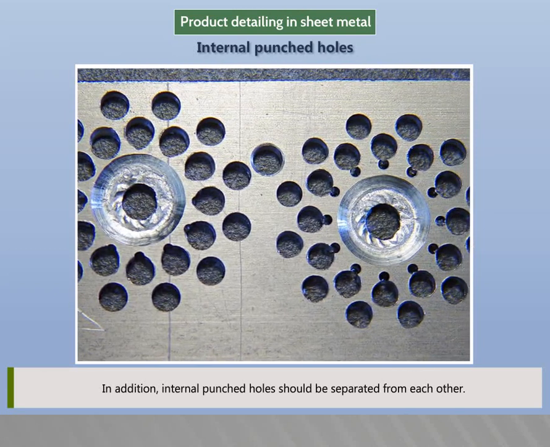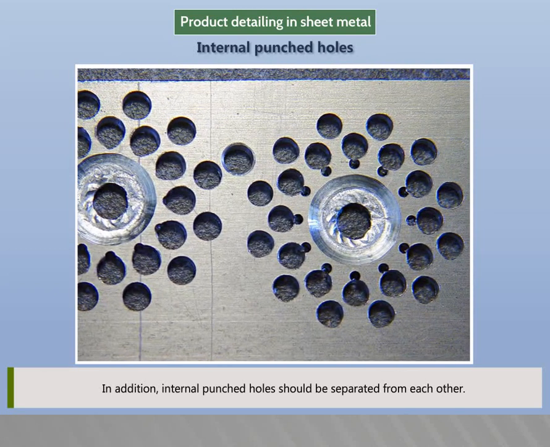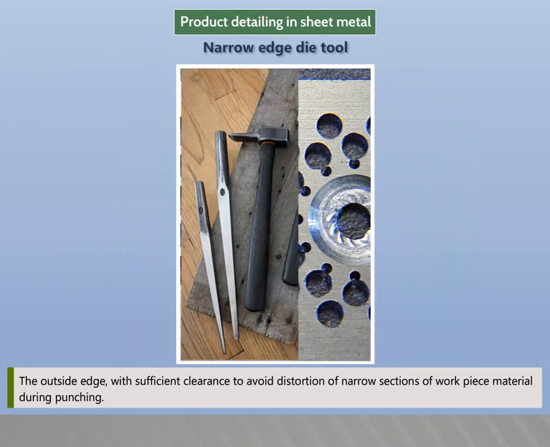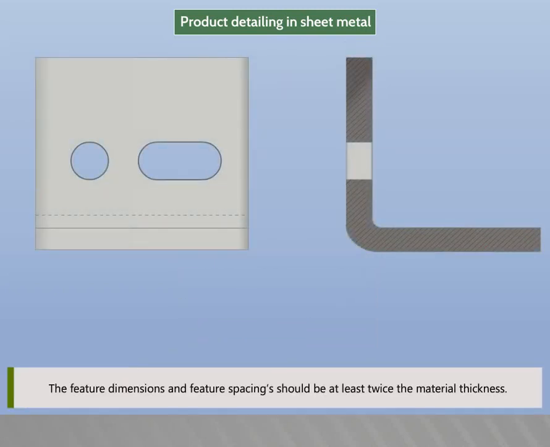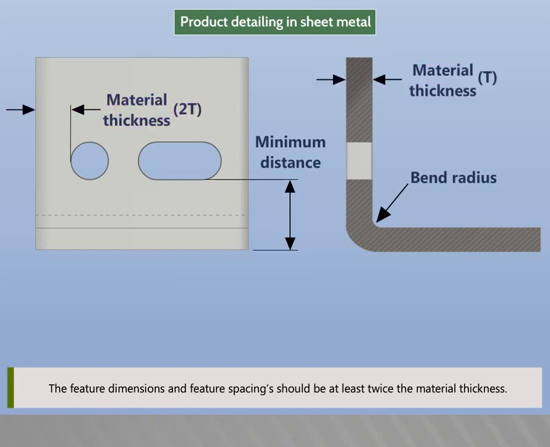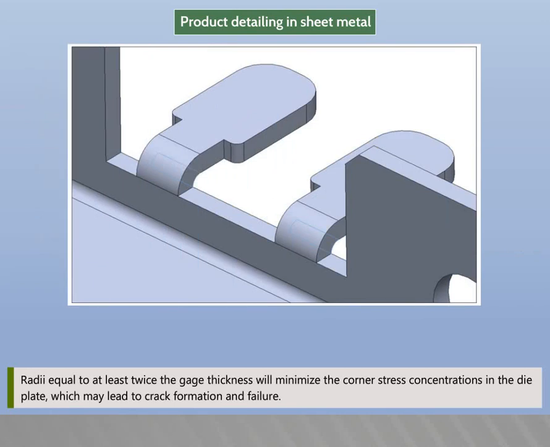In addition, internal punched holes should be separated from each other and from the outside edge with sufficient clearance to avoid distortion of narrow sections of workpiece material during punching. The feature dimensions and feature spacings should be at least twice the material thickness. Radii equal to at least twice the gauge thickness will minimize the corner stress concentrations in the die plate, which may lead to crack formation and failure.